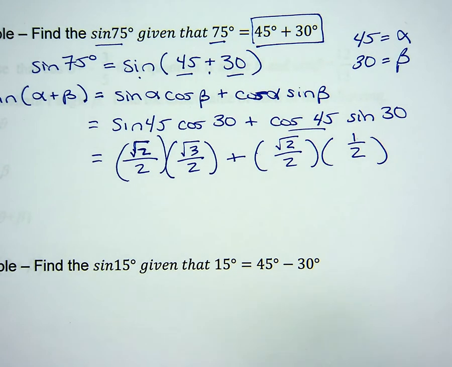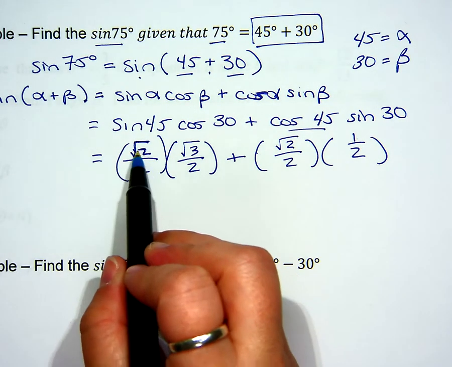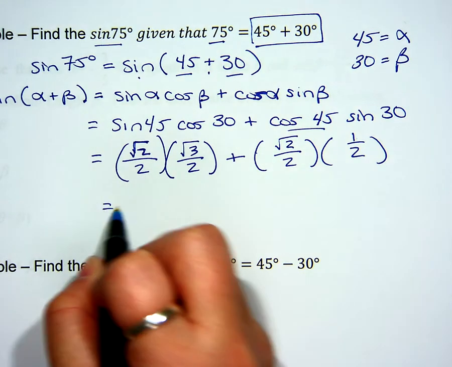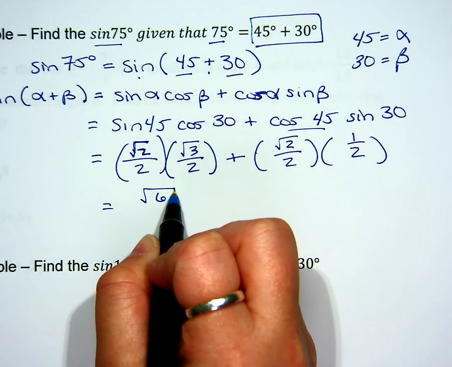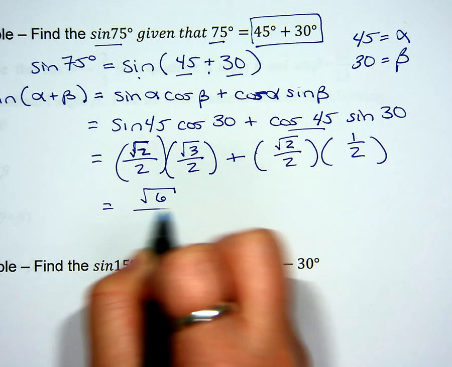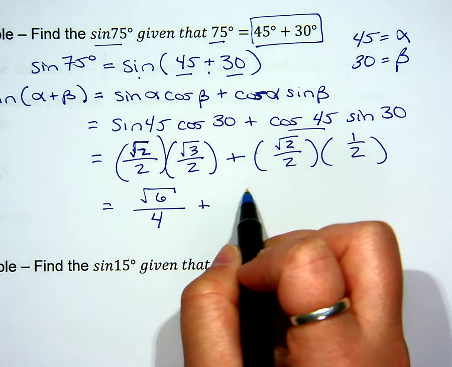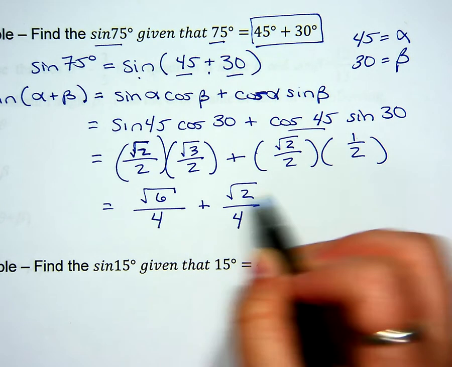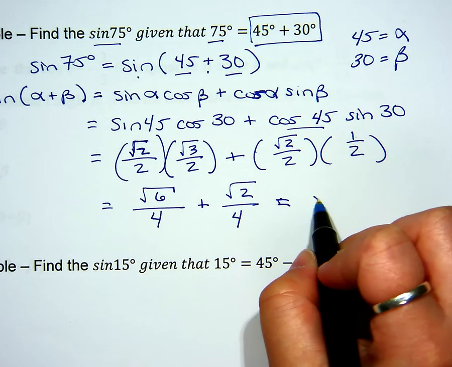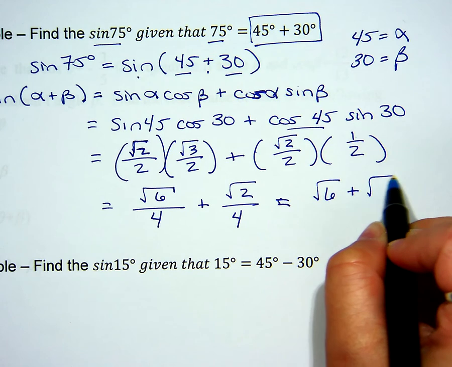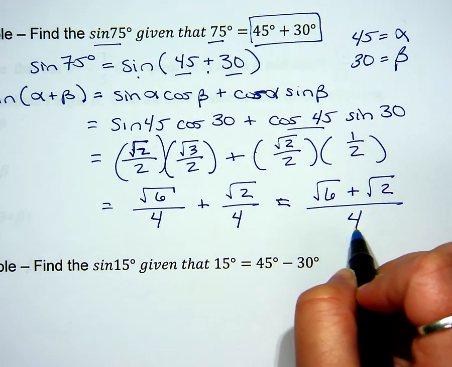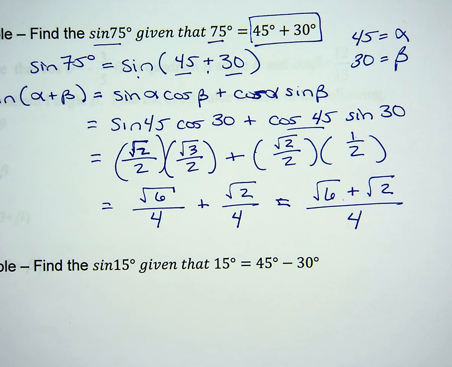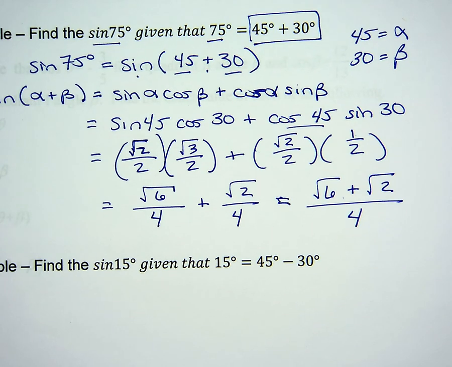Fractions multiply top times top and bottom times bottom. So the square root of 2 times the square root of 3 is the square root of 6. And on the bottom we have 2 times 2, or 4. For the next one we have square root of 2 over 4. They have a common denominator, so I'm just going to make them into one large fraction. These roots cannot be combined. Very good. Let's look at another one.